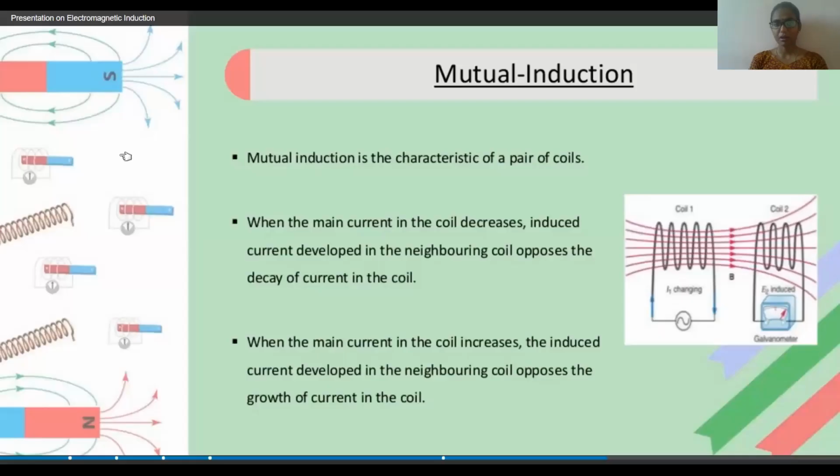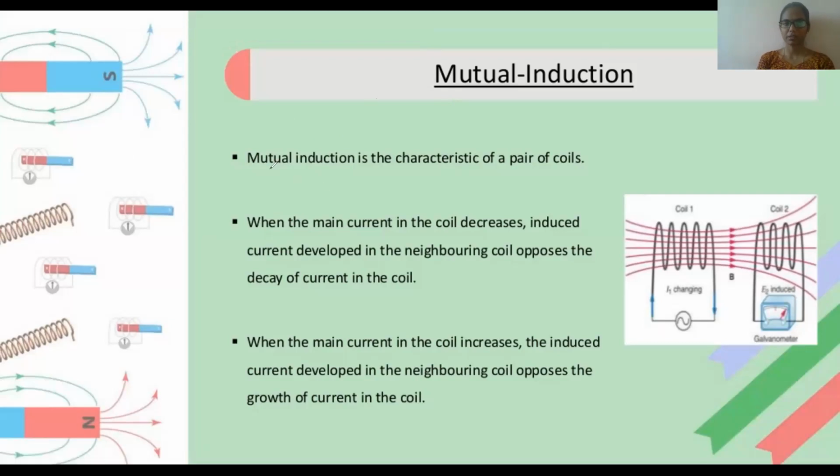Now we'll see what mutual inductance is. Self-induction means we take only one coil, which adjusts to whatever current is coming, whether it grows or decays. In mutual induction, we take two coils, coil 1 and coil 2. In coil 1, we are supplying the electric current by an AC supply. In the second coil, we are not supplying any current, and only the galvanometer will show the deflection.